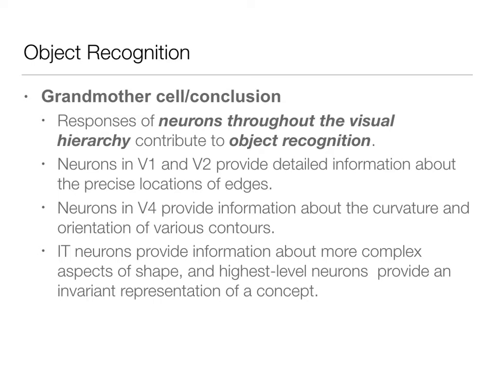And those highest level neurons will give us this representation of the concept. And that representation is that idea that it's not changing. It's that same representation. It's invariant. It's not changing regardless of the presentation. So it's again this hierarchy: V1 and V2 are giving us information about edges, V4 is giving us information about curvature and orientation, and then the IT cortex is giving us information about these complex representations.